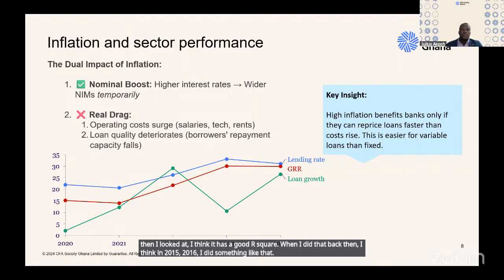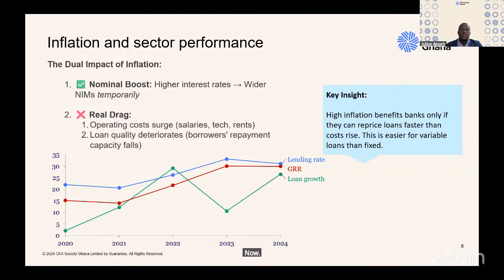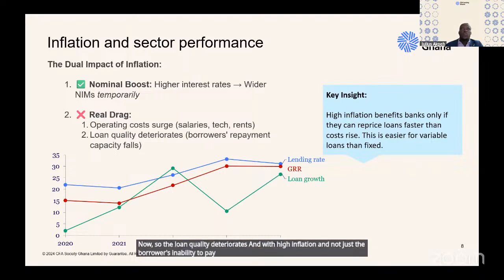Now, the loan quality deteriorates with high inflation, and not just because of the borrower's inability to pay, but also because the real value of the loans deteriorates. You've given a loan to someone. Let's say you gave 100,000 to a customer 5 years ago. The 100,000 today is nothing, right? The value has dropped.